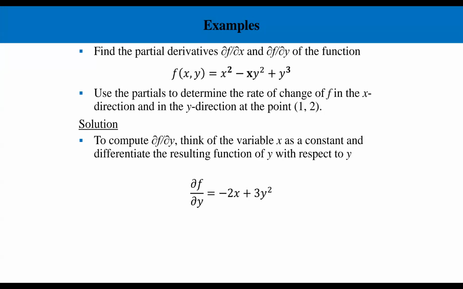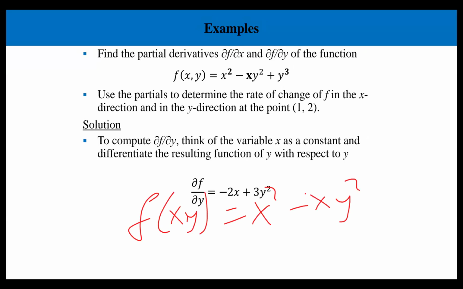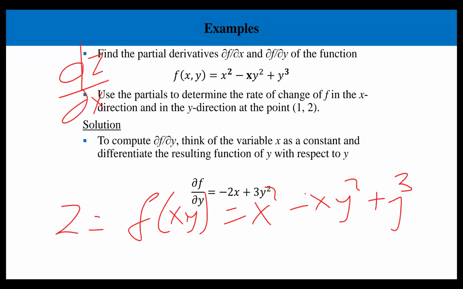Now, let's also have another example. The second example is where we have f of x, y equal to x squared minus xy squared plus y cubed. We're differentiating this z function with respect to x to start with. So say dz/dx, where there is x, we differentiate. So it will be equal to 2x. We are dropping the 2 here.